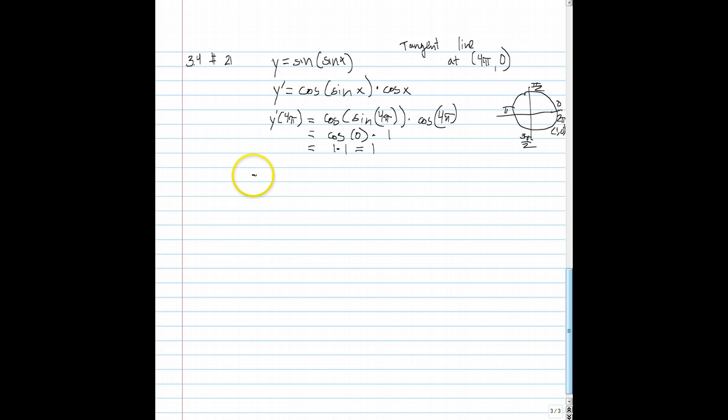So we're going to use the point slope equation now. So y minus the y coordinate of the given point, which is 0, equals, our slope was 1, and then x minus the x coordinate, so 4 pi, would give us y equals x minus 4 pi.